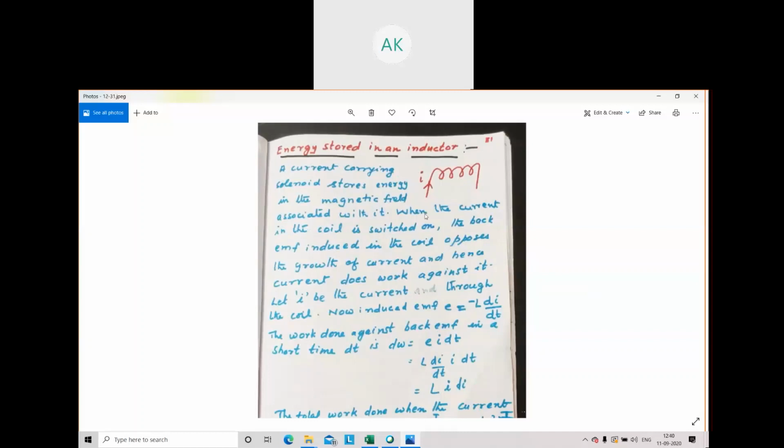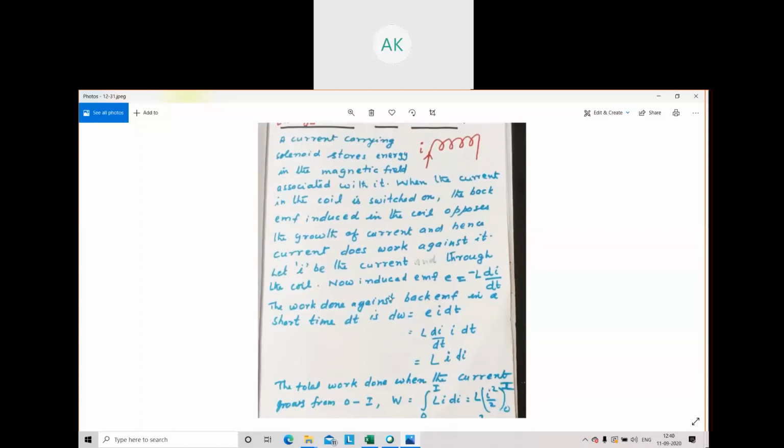Then you know a back EMF will be produced in the coil. When we send current through the coil, back EMF, opposing EMF will be induced in the coil to oppose the growth of current. Suppose L is the self-inductance of the coil. Then EMF induced in the coil equals minus L into di by dt. Phi equals Li, E equals minus d phi by dt. From that, E equals minus L into di by dt.